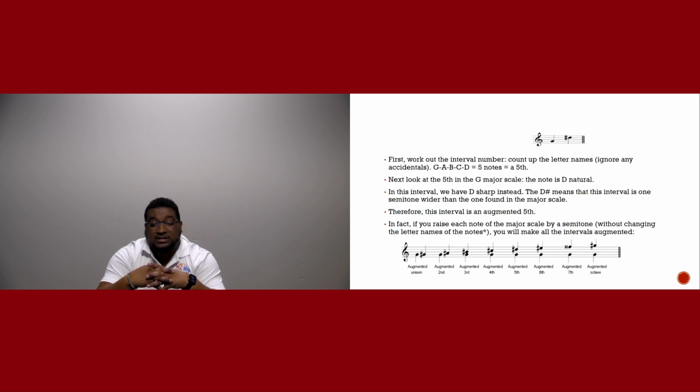In fact, if you raise each note of the major scale by a semitone without changing the letter names of the notes, you will make all the intervals augmented. Notice here, to get an augmented unison, we have a G going to a G sharp. If we get an augmented second, we have a G going to an A sharp. An augmented third, we have G going to B sharp, and so on and so forth.